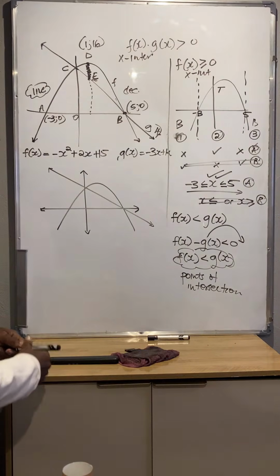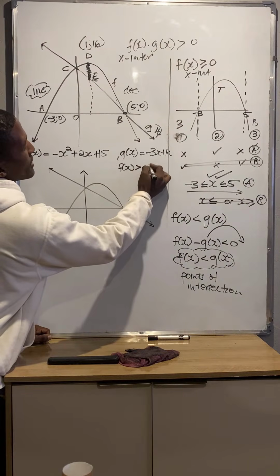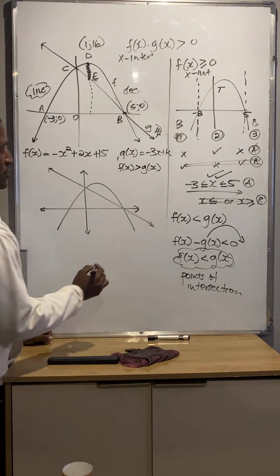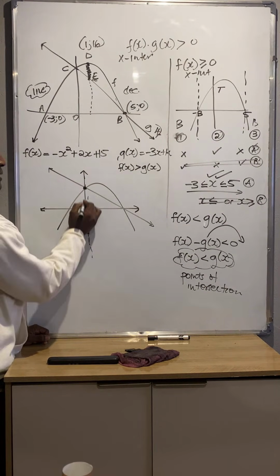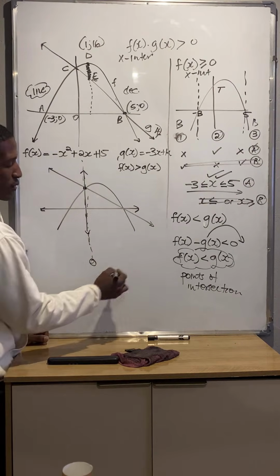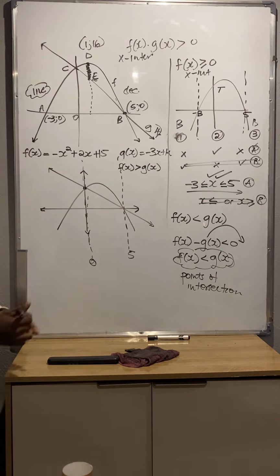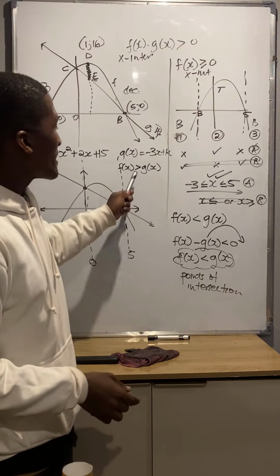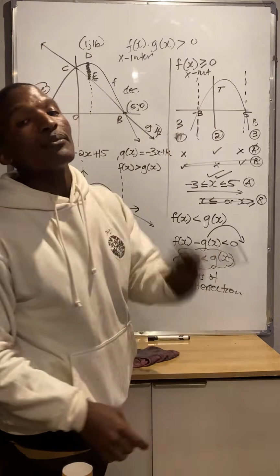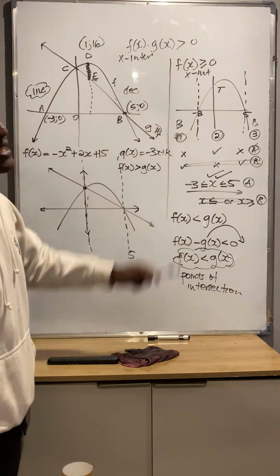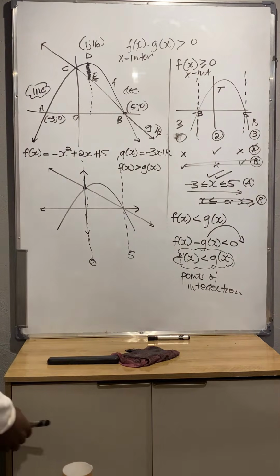So let's look: f at x is greater than g at x. The point of intersection is this one. The first point has x equal to 0, and for this one x is 5. So those are the ones we only look at. When it's like this, x-intercepts are of both graphs, not of only one graph. But once it's like this, you look at the points of intersection. Your critical values are points of intersection.